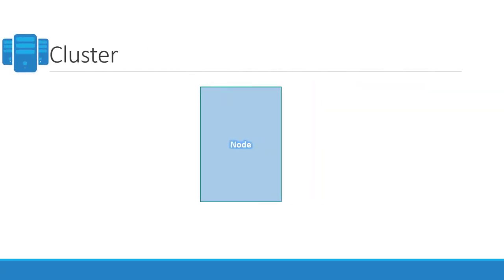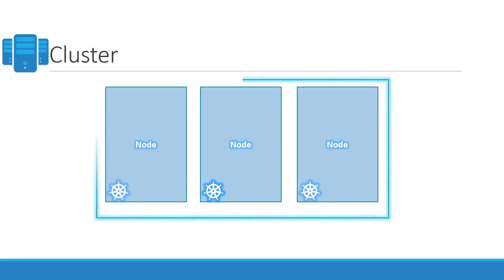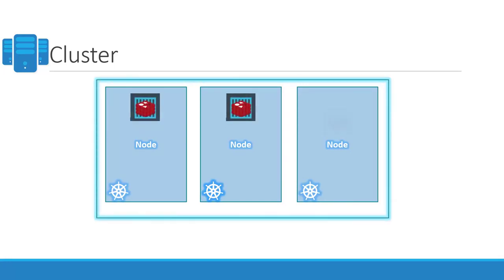A cluster is a set of nodes grouped together. This way, even if one node fails, you have your application still accessible from the other nodes. Moreover, having multiple nodes helps in sharing load as well.